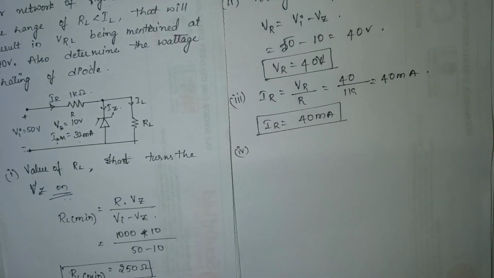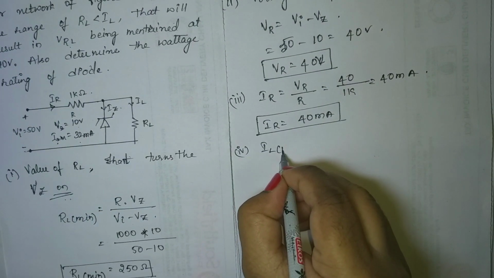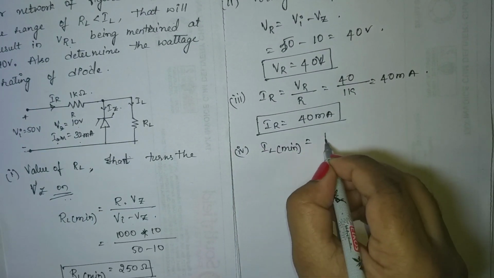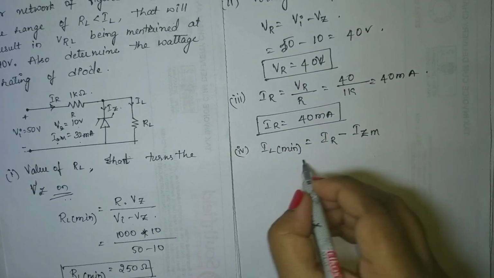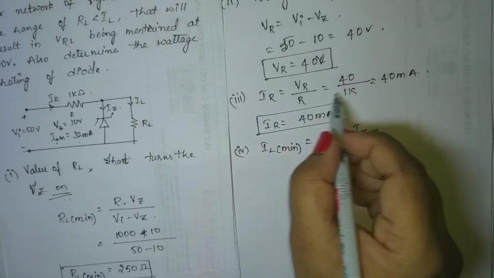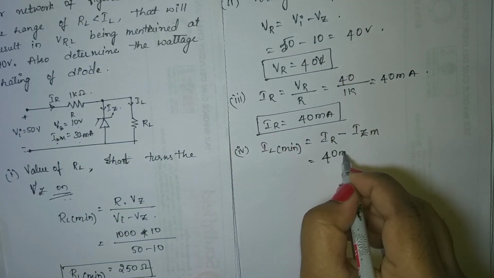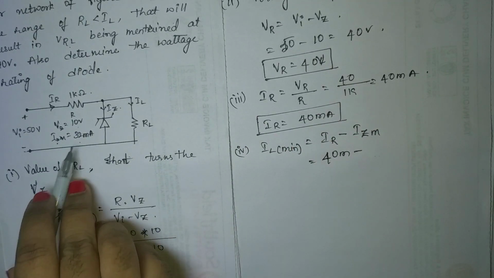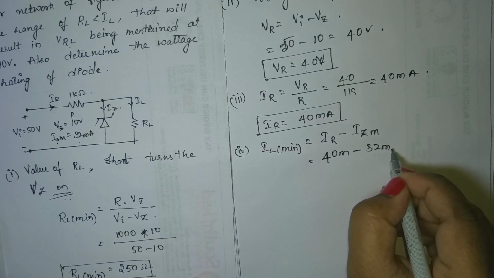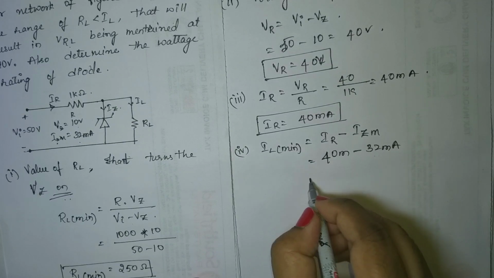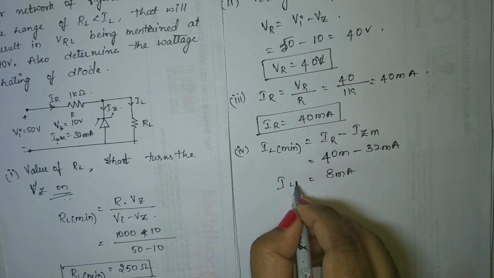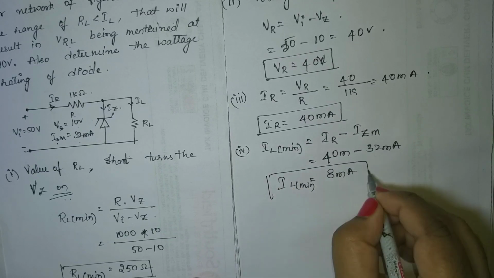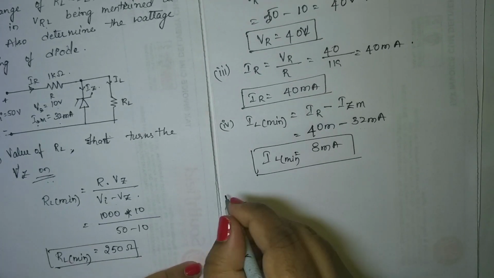Now the fourth step, I need to find IL minimum, which is IR minus IZM. What is IR? IR I just calculated as 40 milli. IZM is already given as 32 milliamps. So its value is 8 milliamps. IL minimum is equal to 8 milliamps.